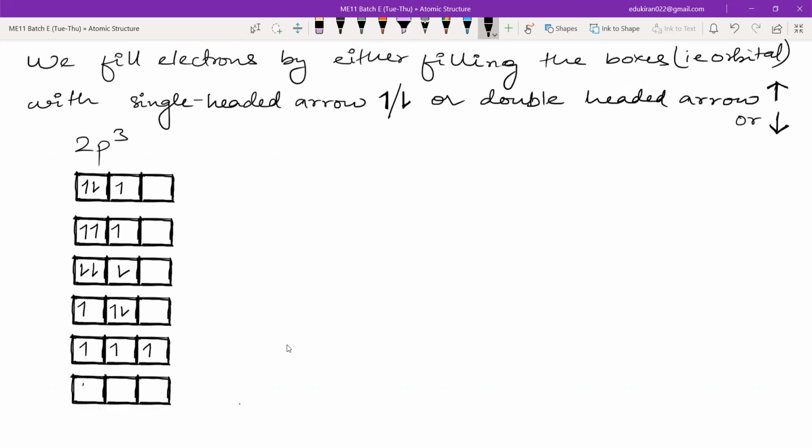Let's suppose somebody is filling it like this. Okay, now what we will do, Abdul Wahid and Shoaib, we will test all of these against Hund's rule. What does Hund's rule say?